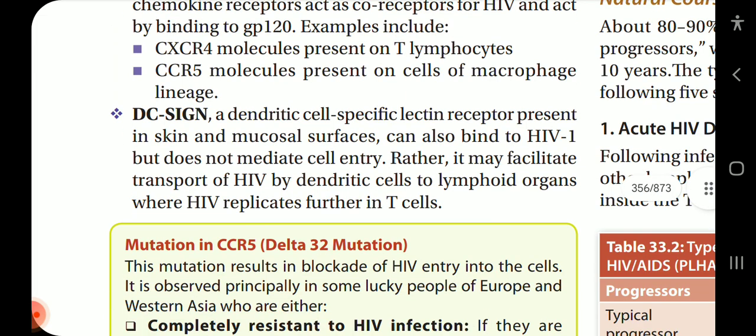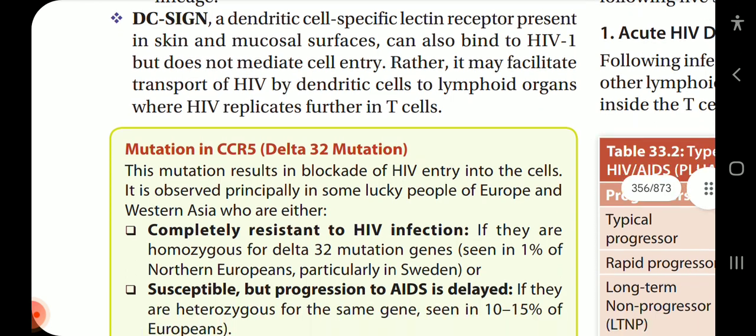DC-SIGN, a dendritic cell-specific lectin receptor present in skin and mucosal surfaces, can also bind to HIV-1 but does not mediate cell entry. Rather, it may facilitate transport of HIV by dendritic cells to lymphoid organs, where HIV replicates further in the T cells.